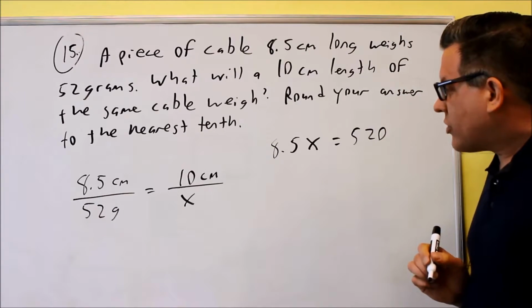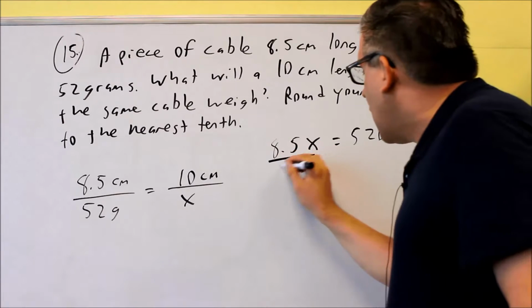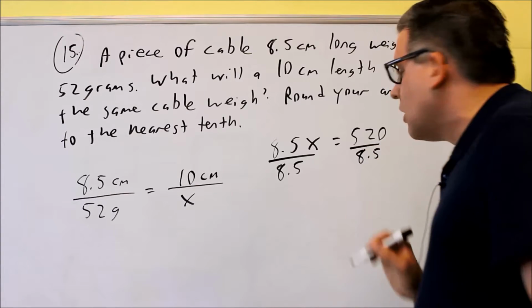Now the last thing we want to do is solve for x. X is being multiplied there. Opposite of that would be division. So I'm going to divide both sides by 8.5.